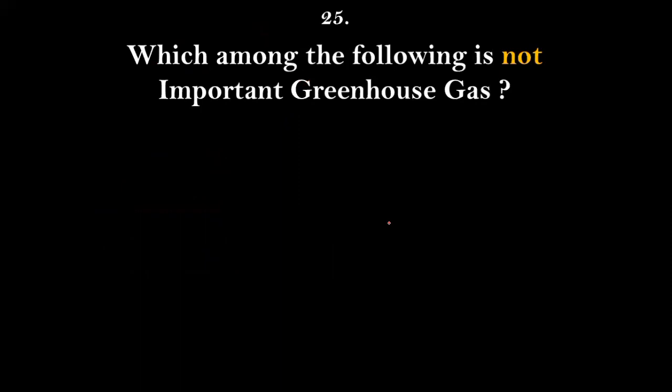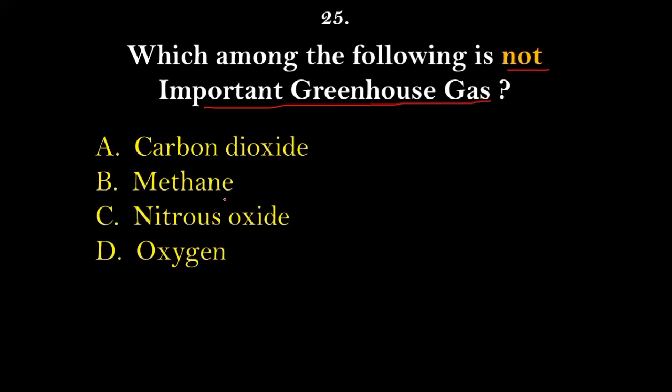Next, question number 25. Which among the following is not an important greenhouse gas? The question here is "not", okay? So the options given here are carbon dioxide, methane, nitrous oxide, and oxygen. So which among these gases is not an important greenhouse gas? And the right answer for this will be option number D, that is oxygen, because the remaining three gases are important greenhouse gases. So oxygen is the only gas which is not an important greenhouse gas.